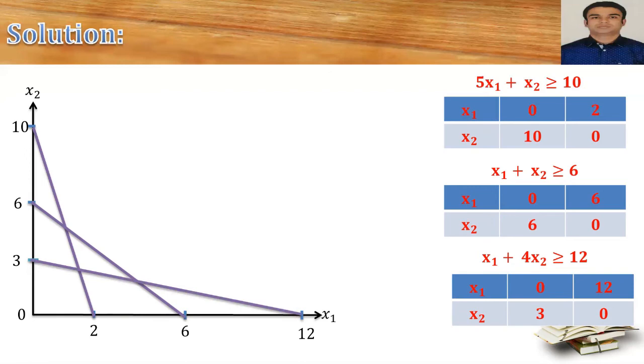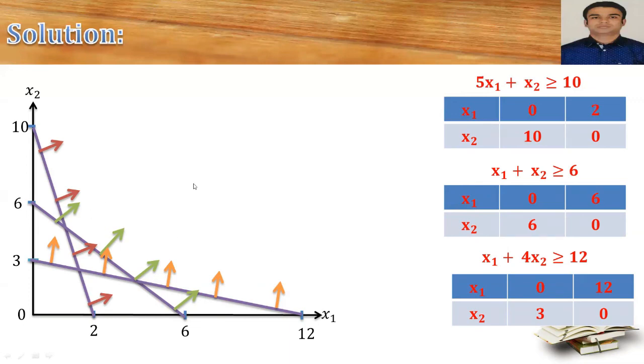Now, which area is considered for the feasible region? In the first equation, our sign is greater than or equal to. I already discussed that if your sign is greater than or equal to, then the area above the line will be considered. In the second constraint equation, the sign is greater than or equal to, so the area is on or above the line. Third, greater than or equal to means the area is on or above the line.